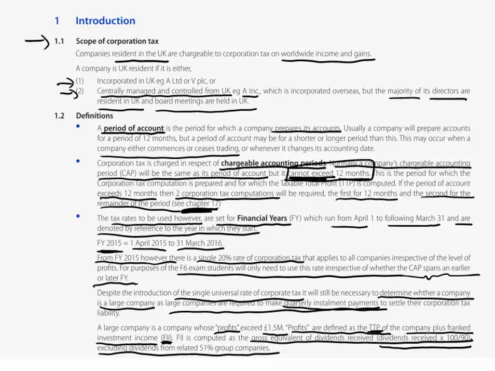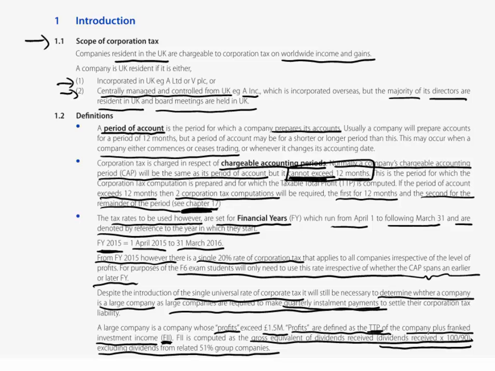But that profit limit of 1.5 million will have to be reduced in either of two circumstances. Either where the chargeable accounting period is short, it is less than 12 months, when you would time apportion the profit limit. As we said, a 6-month chargeable accounting period would use a profit limit, 6/12 times 1.5 million would be 750,000.